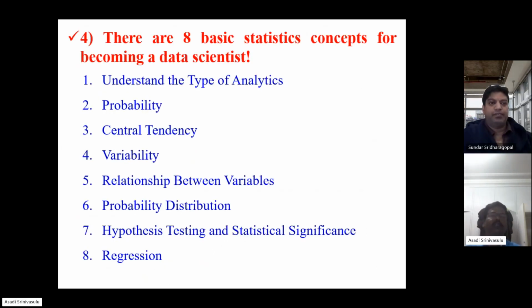And the fourth concept: there are 8 basic statistics concepts for becoming a data scientist. We need to have 8 concepts mandatory. The first is understanding the types of analytics. The second is probability. The third is central tendency. The fourth is variability. The fifth is the relationship between variables. The sixth is probability distribution. The seventh is hypothesis testing and statistical significance, and regression.